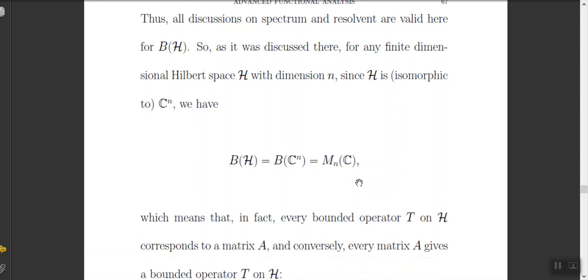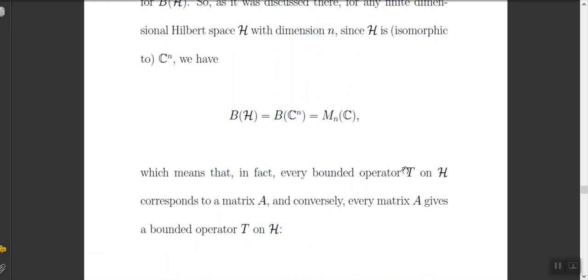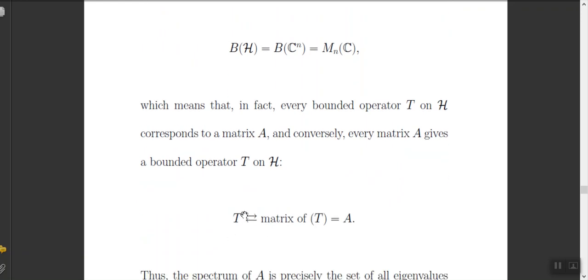And why do we have this? If you remember, I explained this with one example. Every bounded linear operator on C^n corresponds to a matrix. This matrix is called the matrix of T. And every square matrix, n by n matrix with complex entries, gives a bounded linear operator. We talked about this with some examples, if you remember.